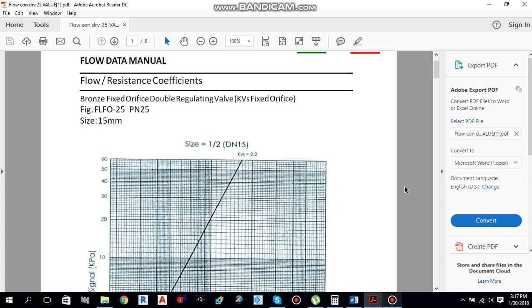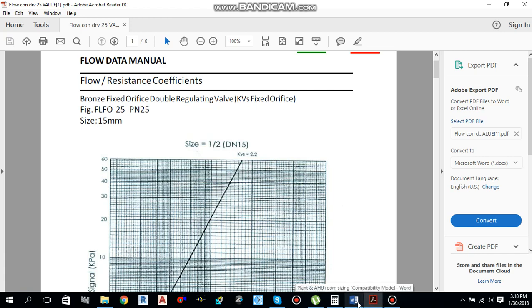Usually water balancing in the building is done by a third party, a testing and commissioning company. Then they submit the report. As an engineer, we should know whether they balanced the DRV correctly or not, because if they balance the DRV correctly, we will get the exact design flow rate.